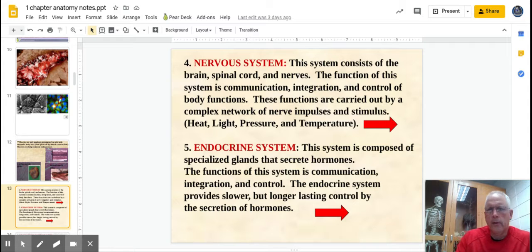Because the nervous system is lightning fast, the endocrine system super slow. So it'd be like a hummingbird compared to a tree sloth, right? There's a lot of difference there. The endocrine system is more hormones, longer lasting. They do the same thing, but it's longer lasting and it's a lot slower than the nervous system. Nervous system, boom.